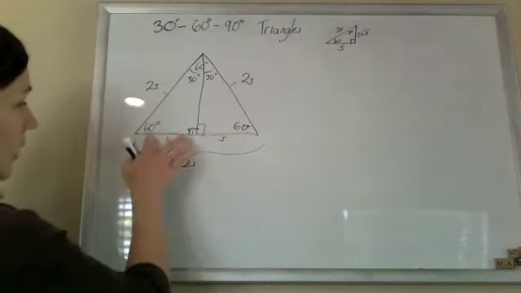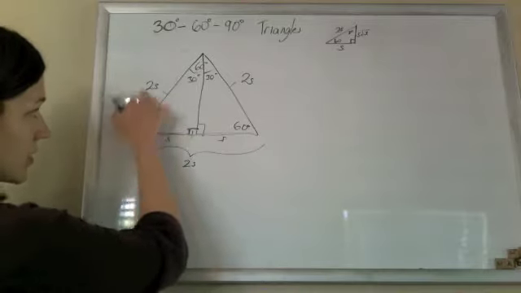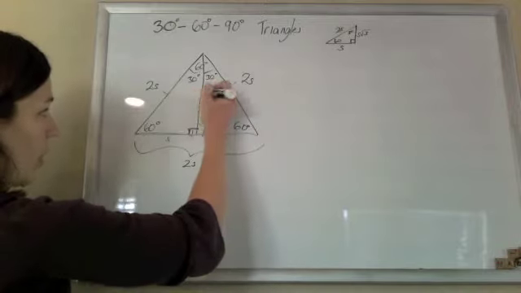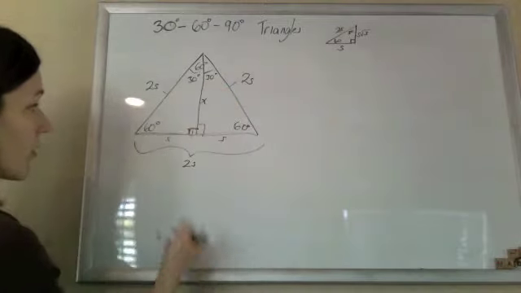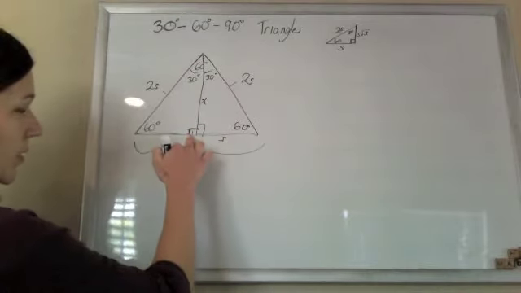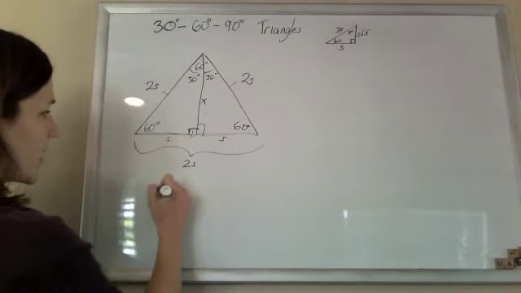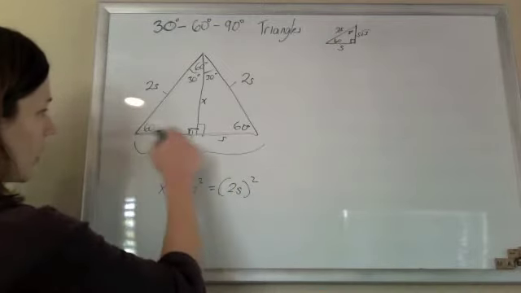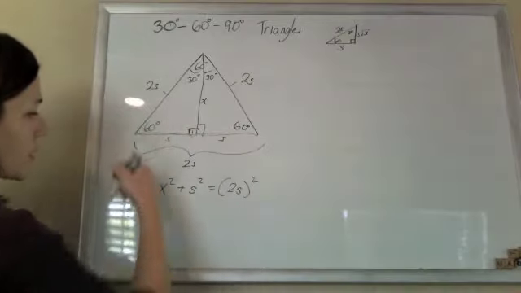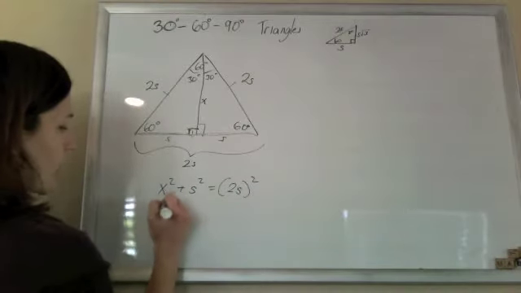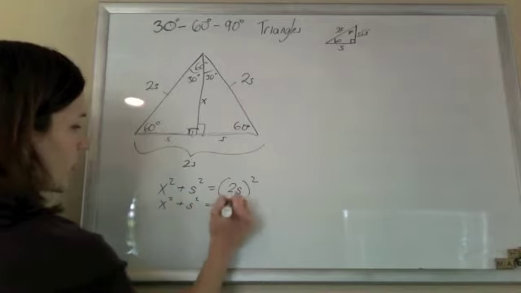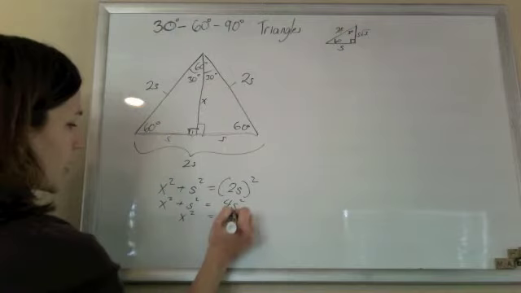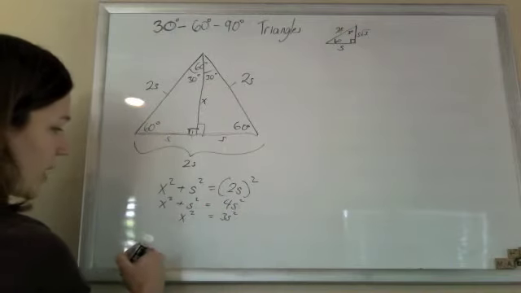So yay, we have the s, we have a 2s, and that length there we don't know, but we could call it x, and we could solve for it using the Pythagorean theorem because we have a right triangle. So I can say that x squared plus s squared equals 2s squared, a squared plus b squared equals c squared. So x squared plus s squared equals 4s squared. Now it's just algebra. x squared equals 3s squared, subtracting this s squared from both sides.